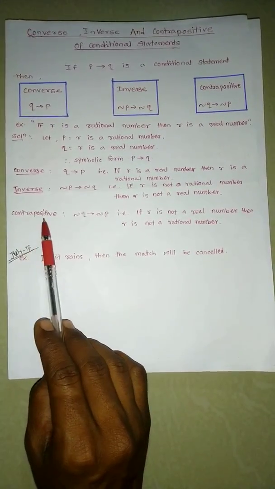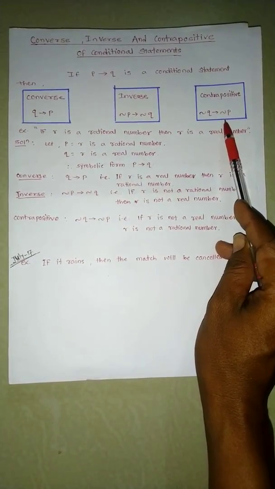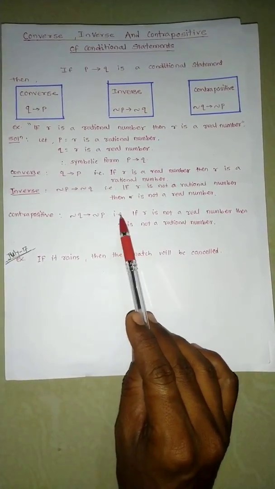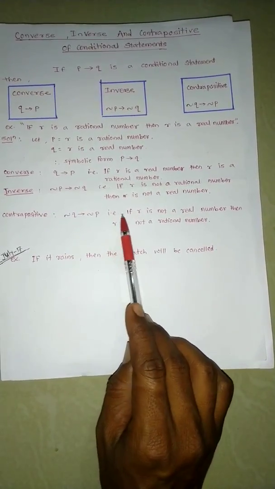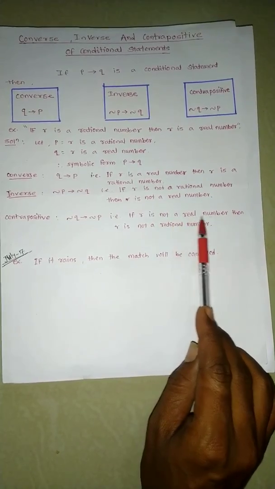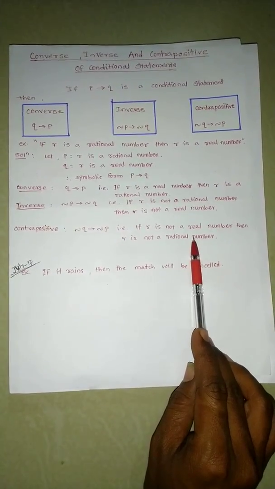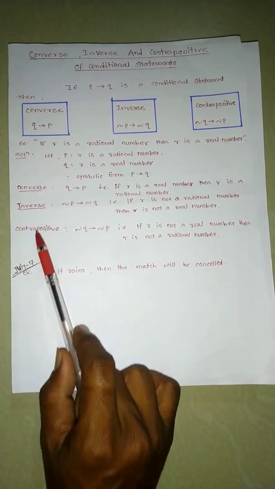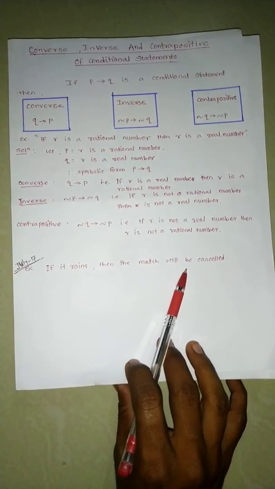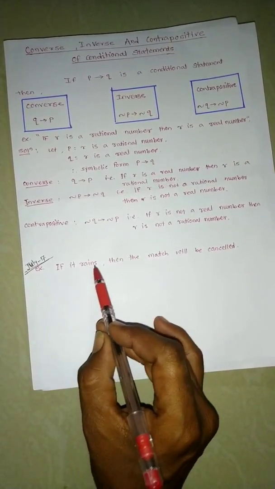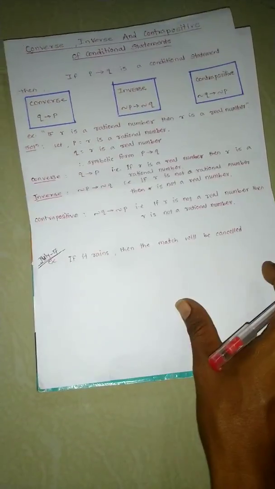Then now the contrapositive. We know the formula: negation of Q implies negation of P. So how can we write that? Only make a reverse of the inverse statement. That is, if R is not a real number, then R is not a rational number. In this way, we can make the converse, inverse and contrapositive of the given composite statement. For example, if it rains, then the match will be cancelled. Then how can we solve this?